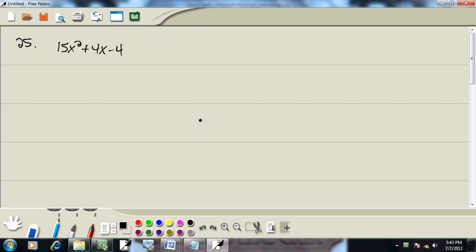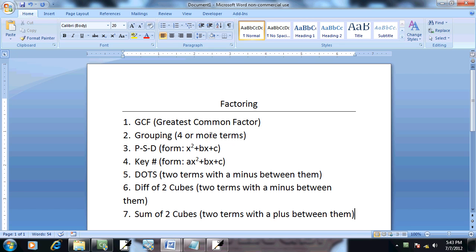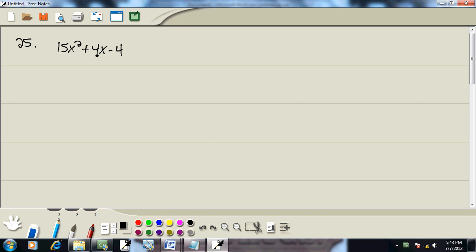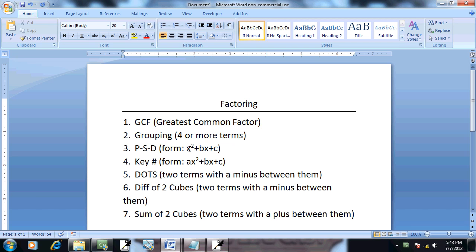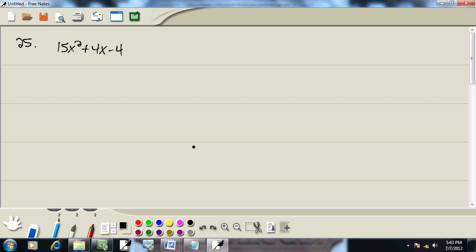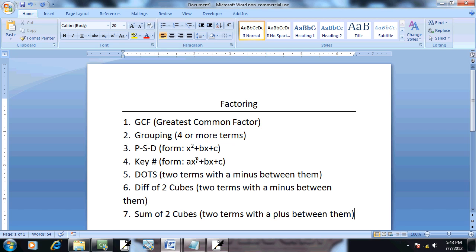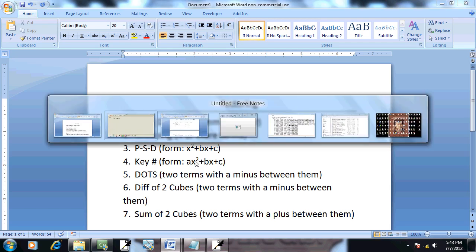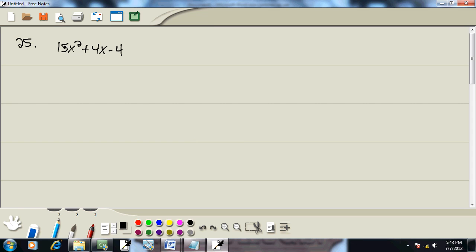If I look at all three terms, I don't have anything in common. Grouping is for four terms. No, that doesn't fit. There's only 3 terms here. PSD is x squared x, no number in front of the x squared. Well, this doesn't fit because we got a number in front of the x squared. So I keep going. Key number.